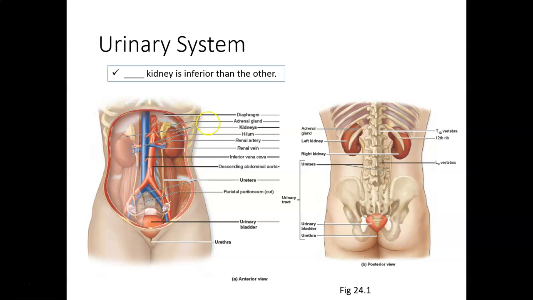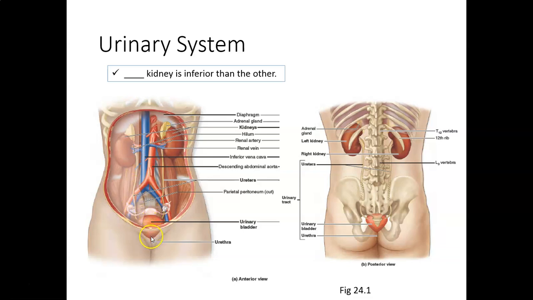Additionally, other than the kidneys, you have the urinary bladder down here, right? That's basically to store the urine. And then you have a ureter connecting a kidney to one side of the urinary bladder. So you have two ureters because you have two kidneys.